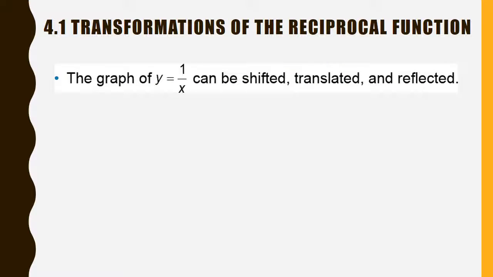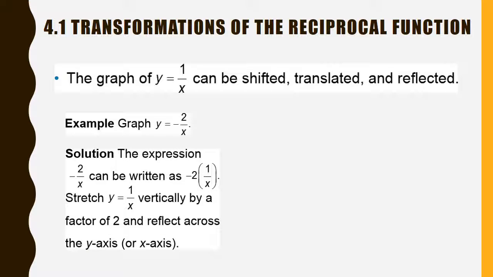This graph can be shifted, translated, and reflected to get different, more interesting graphs. For example, the graph of y equals negative 2 over x. Okay, let's look at what this is going to look like. The expression could be written as negative 2 times 1 over x, and going back to what we learned about our transformations, what that means is that we're going to be stretching 1 over x vertically by a factor of 2, and we're going to be reflecting it across the y-axis.